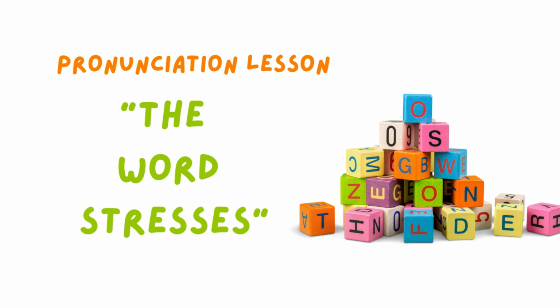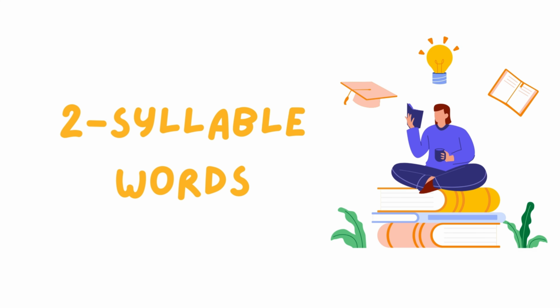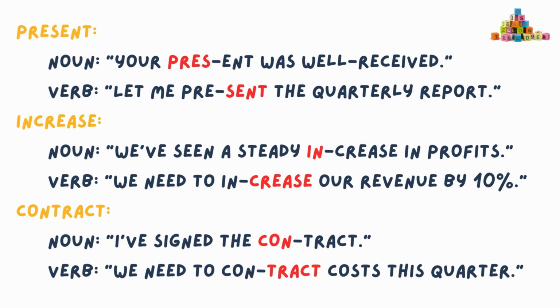Let's start practicing with word stresses, which basically determine which syllable in a word is emphasized. In two-syllable words, stress often changes depending on whether the word is a noun or a verb. Let's look at some examples. We have the first word. If we look at it as a noun, it is present. Your present was well received. If we look at it as a verb, it's to present. Let me present the quarterly report.